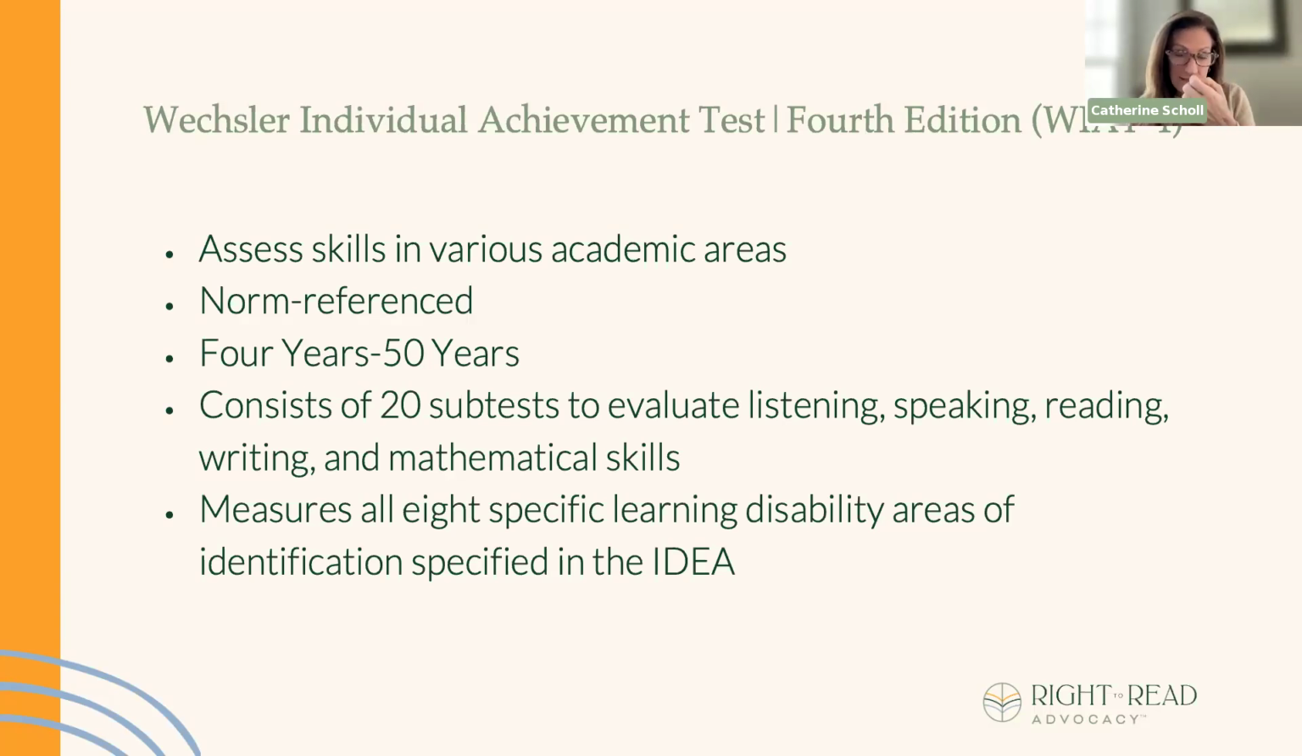And it's only assessing achievement. It's not looking into cognitive skills. It's really just looking at academic skills and where your student falls compared to the norm, compared to other children their age or in their grade. And so it assesses various academic skills from writing, reading, fluency, writing fluency, mathematics. We can start the WIAT with ages 4 all the way up to 50.